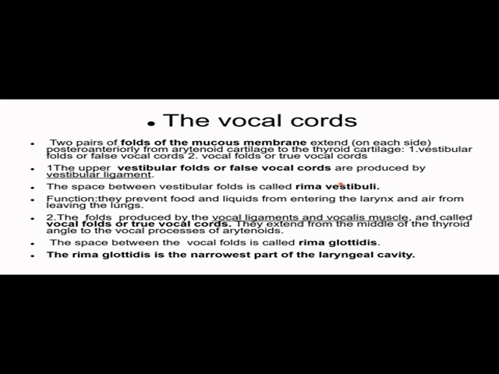Now let's see what vocal ligaments and the vocalis muscle do. We have already seen what vocal ligaments and vocalis muscles are. Both of them form the vocal folds or true vocal cords. And what is the extent of the true vocal cords? Between the thyroid angle and the vocal process of the arytenoids. The space between these vocal folds is called the Rima glottidis, and the Rima glottidis is the narrowest part of the laryngeal cavity. This you should always keep in mind. Which is the narrowest part of the laryngeal cavity? It is the Rima glottidis.